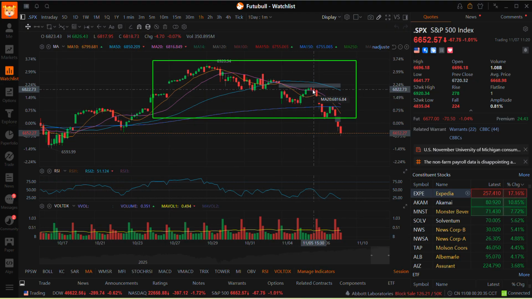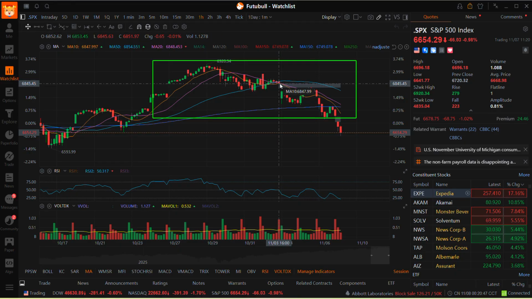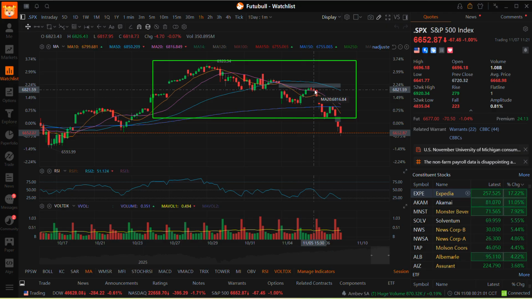We want to see buyers stepping in strongly that will cause a gap up. Remember, this one is a gap down. This gap you are seeing here is a gap down. It's not a gap up. So we want a strong buying in this area that will cause a gap up, that will actually break above these moving averages. But we didn't see that.